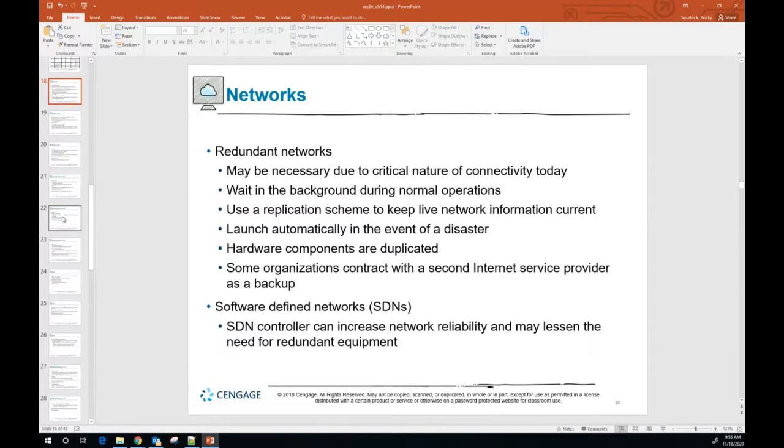In some organizations, they will actually sign a contract with a second internet service provider as a backup. You can also have software-defined networks. These controllers can increase network reliability, and they may lessen the need for redundant equipment.